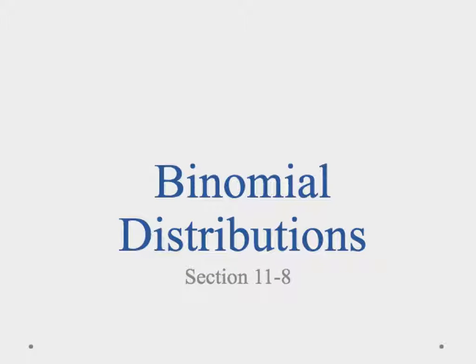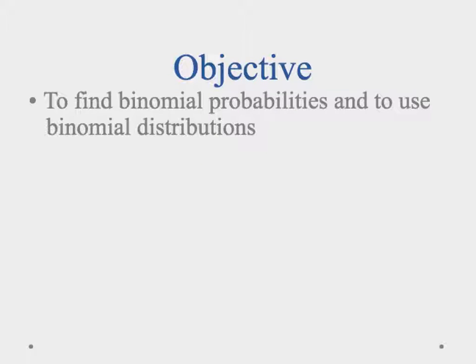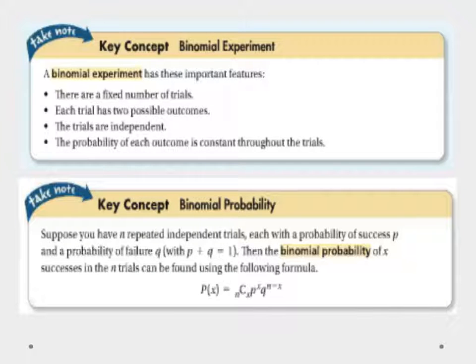Hey class, today's lesson is binomial distributions, which is found in section 11-8 of your book. Our objective is to find binomial probabilities and to use binomial distributions. So let's talk about binomial experiment. A binomial experiment has these important features.